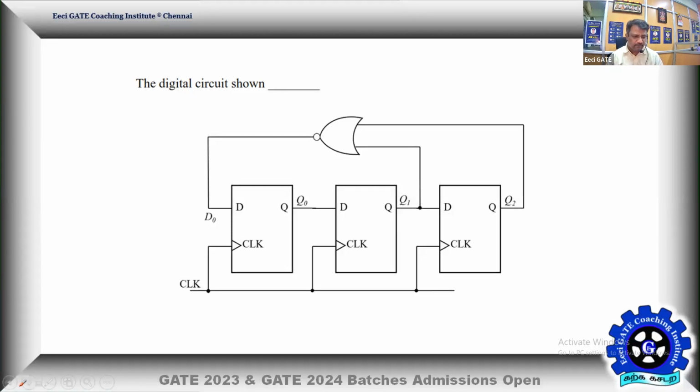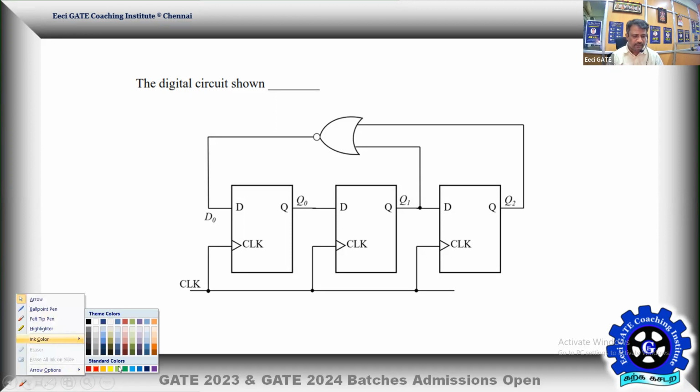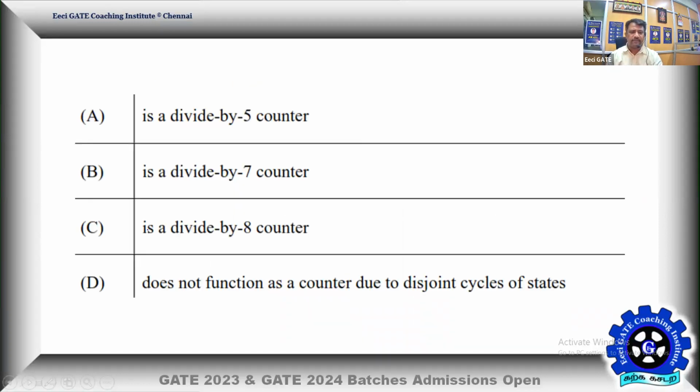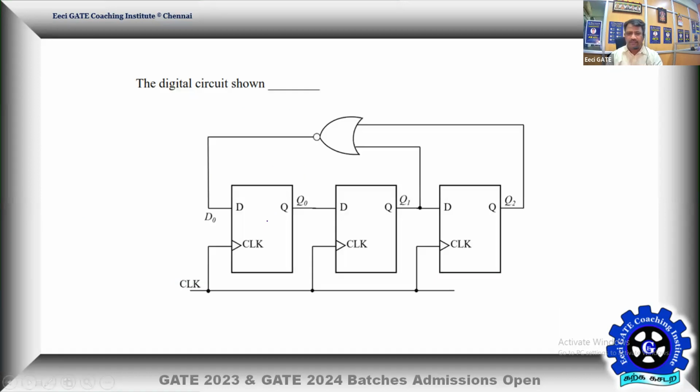So let me get the inputs. The problem statement is: for the given digital circuit, what is your comment? The options are that it is a divide by 5 counter, a divide by 7 counter, a divide by 8 counter, or that it doesn't function as we expect. Fine, so let me go for the inputs.